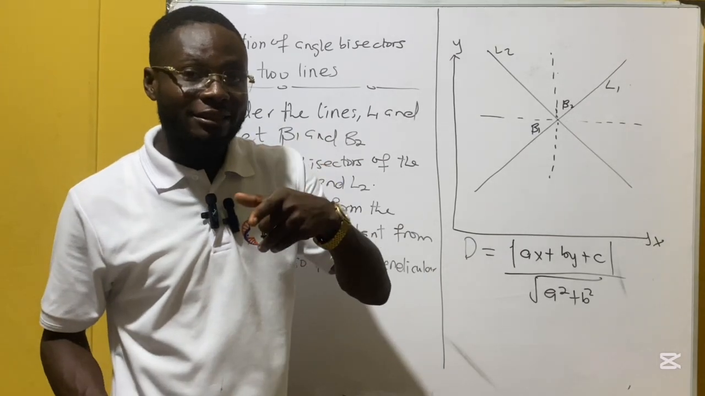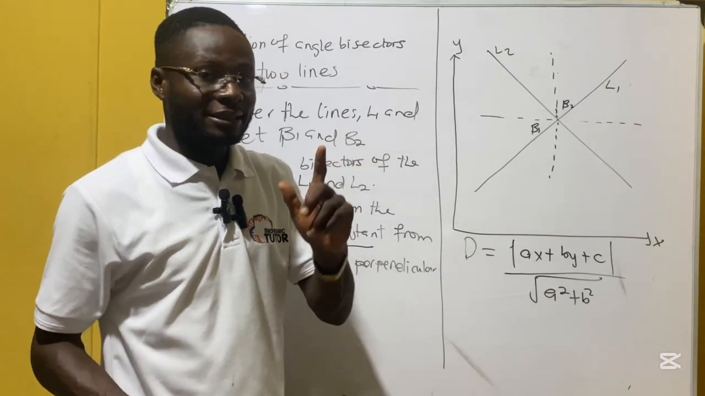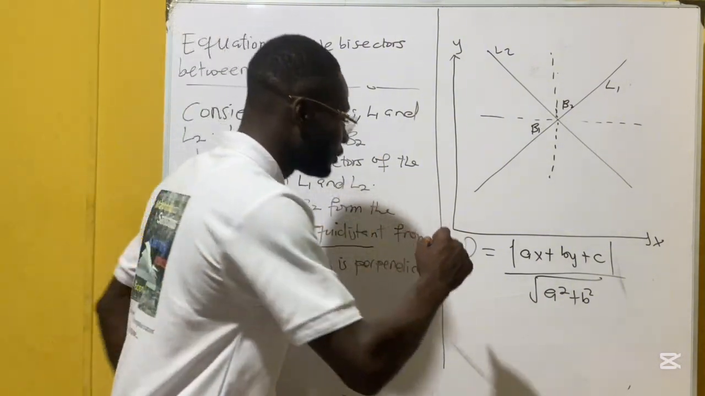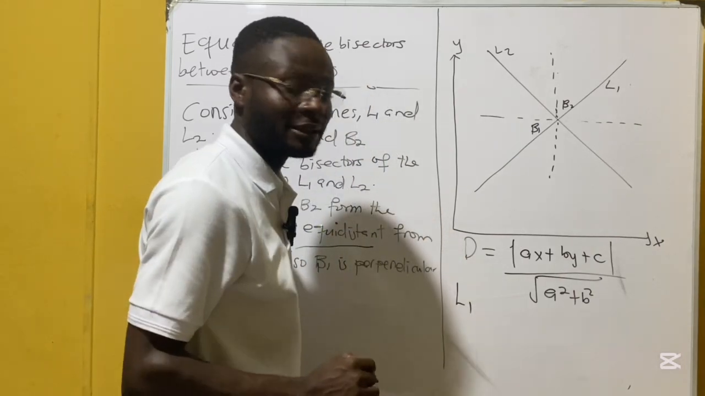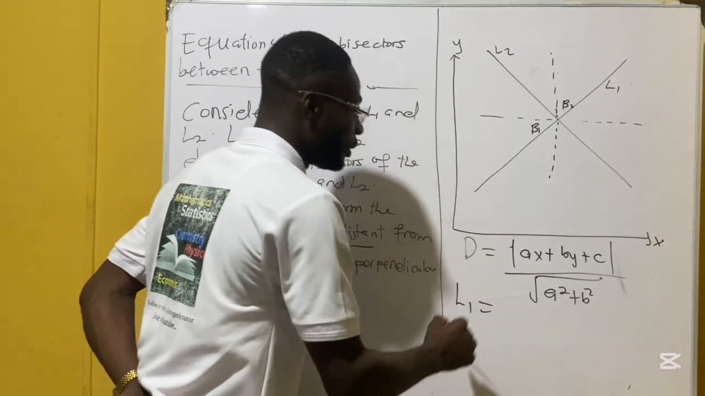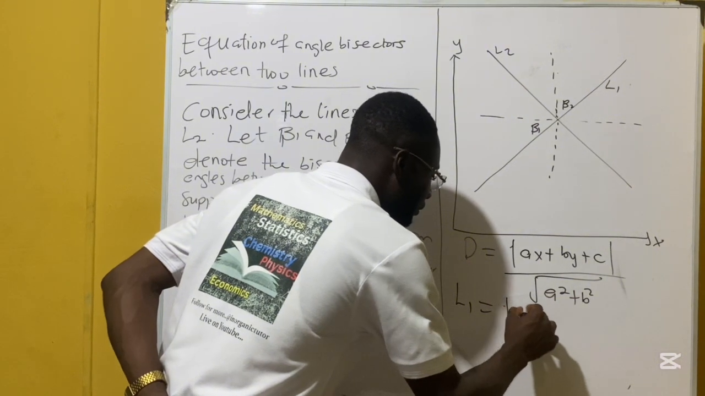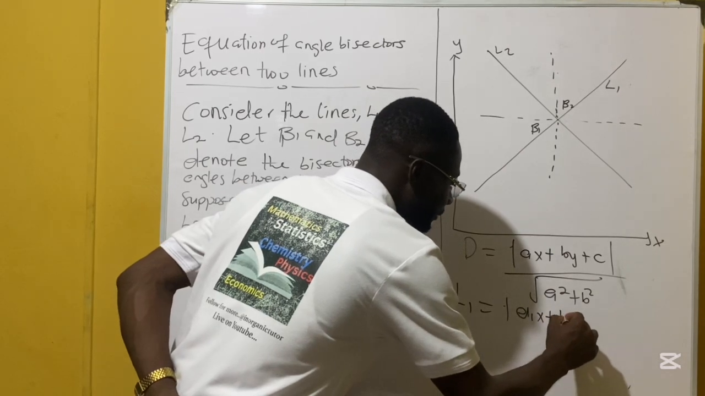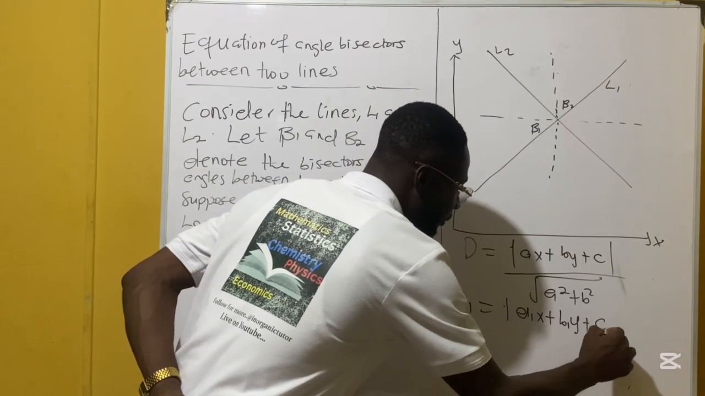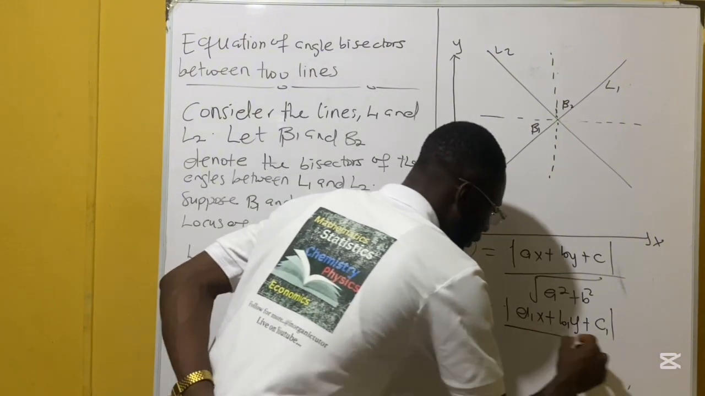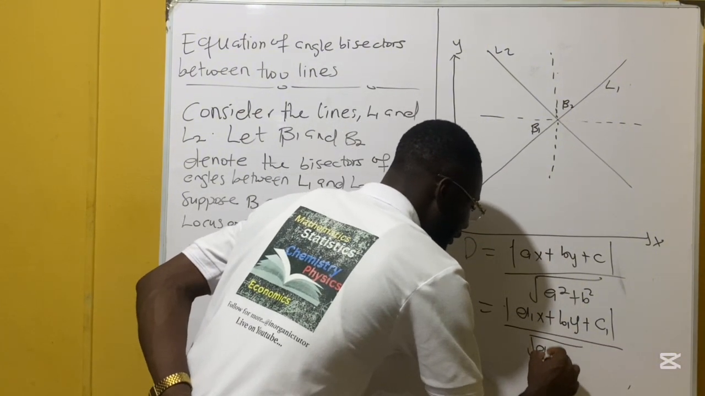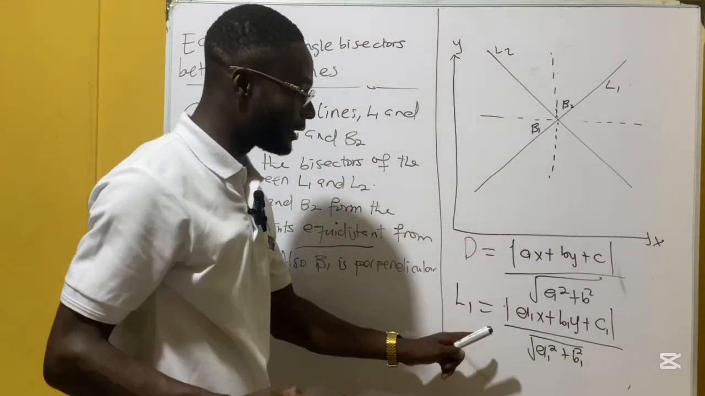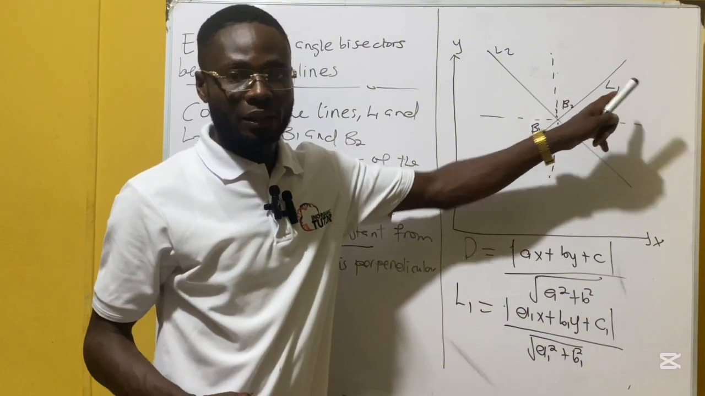So if it is equidistant, then the distance of the point to L1 is equal to the distance of the point to L2, right? So let's say this is L1. The distance of the point to L1 is equal to the absolute value of A1x plus B1y plus C1, all over the square root of A1 squared plus B1 squared, right? So this is the distance for the first line, L1.